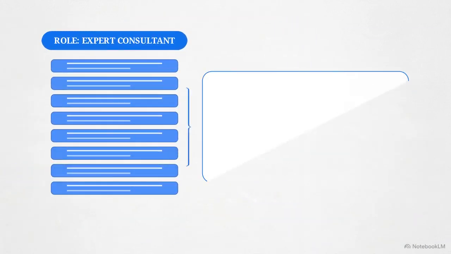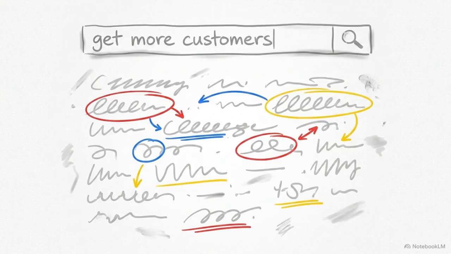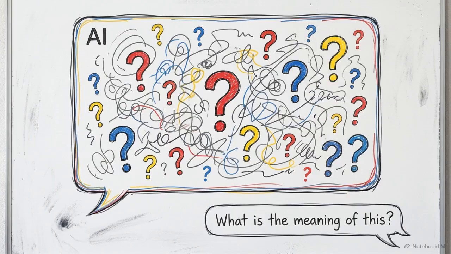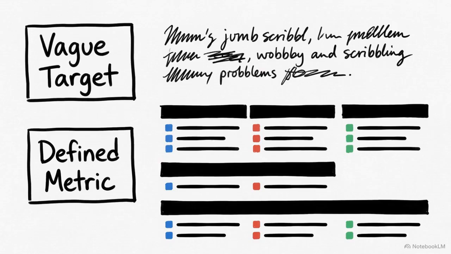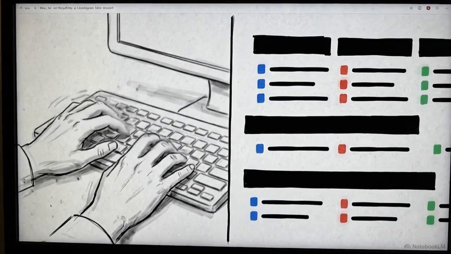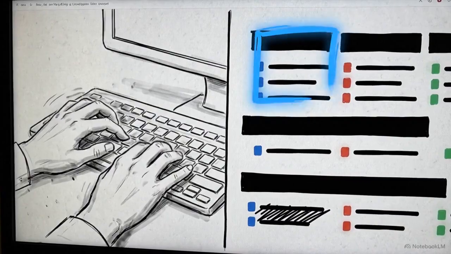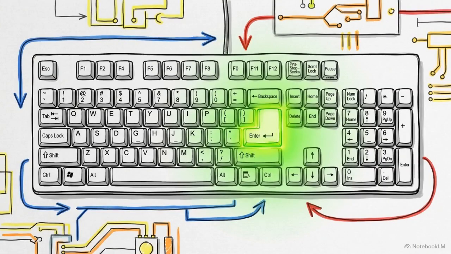Now connect this role to a measurable target, like, "My goal is to launch a coffee shop's online presence in 30 days." If you tell the AI your goal is simply to get more customers, you'll get broad, unusable advice. A vague objective gives the AI permission to guess what you want. Compare "I want to grow my business" with "I need a marketing plan to reach 500 subscribers by Q3." The second prompt dictates exactly what success looks like. By pairing a specific role with a concrete goal, you give the AI the exact operational boundaries it needs to formulate a real strategy.